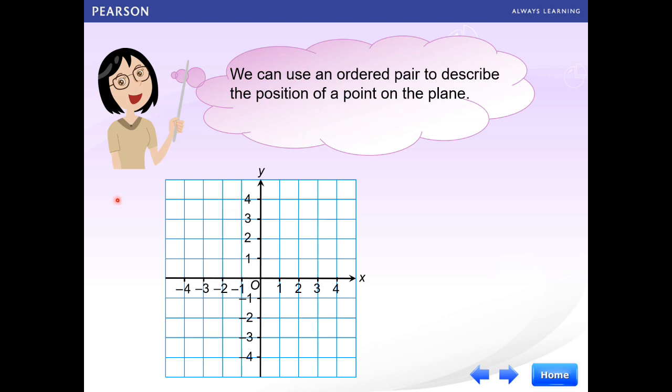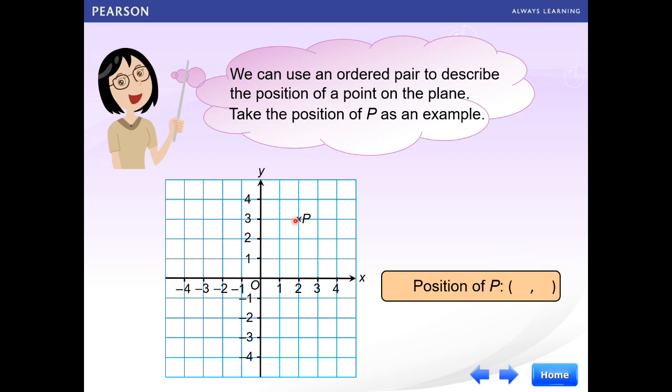So we can use an ordered pair to describe the position of a point on the plane. For example, take the position of this point P. So how can we locate the position of it? For the position of P, you will see the format. First, you will have the bracket, and also you will have a comma in the middle, and you will write down two numbers inside.